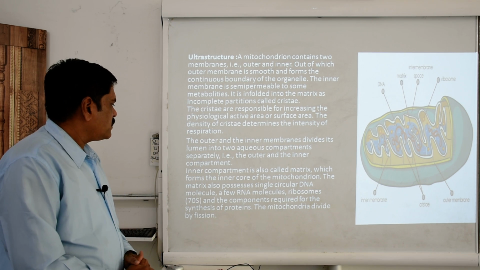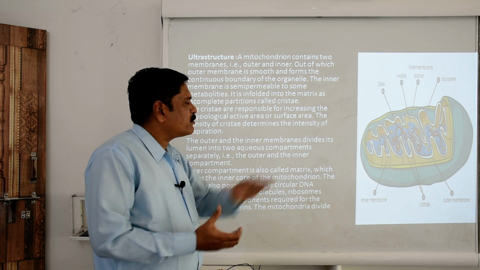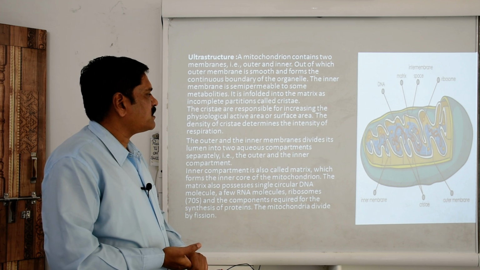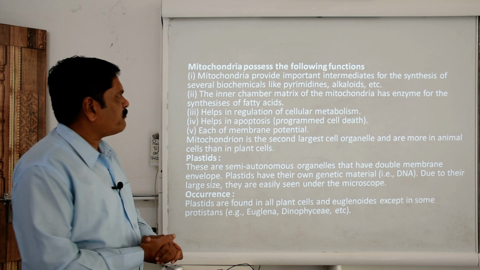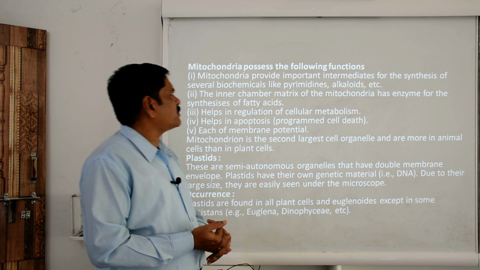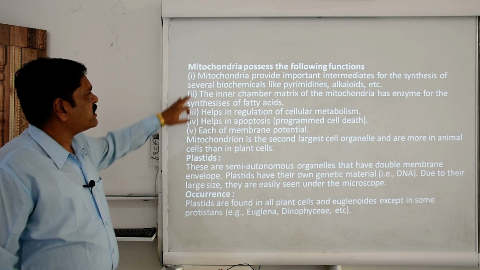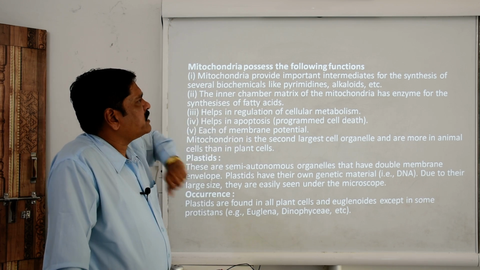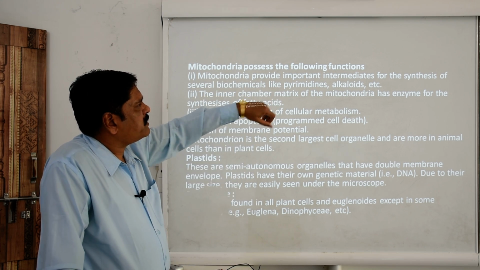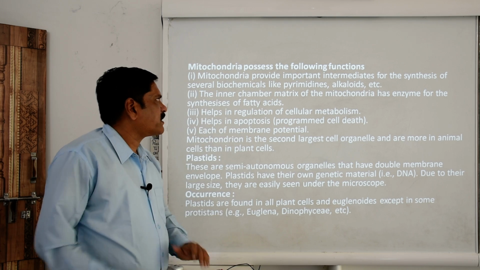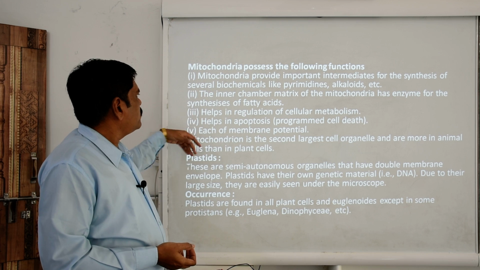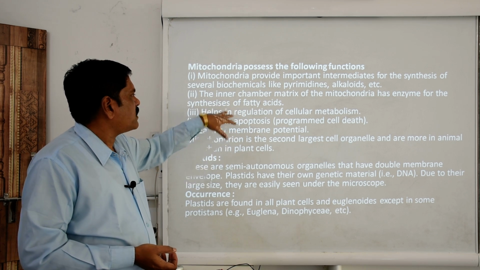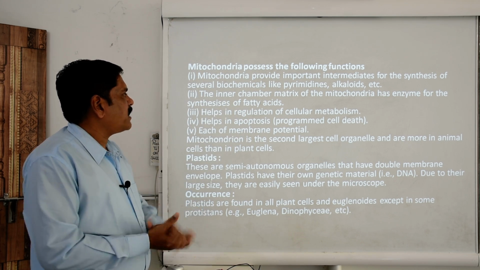Clear? And here, basically, these ribosomes are also present. In general, 70S ribosomes are there. So basically mitochondria are responsible for the synthesis of several biochemicals like the pyrimidines and the alkaloids, and the most important function, that is the production of energy.